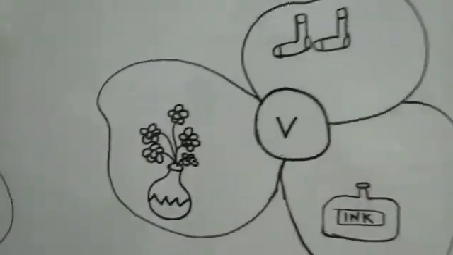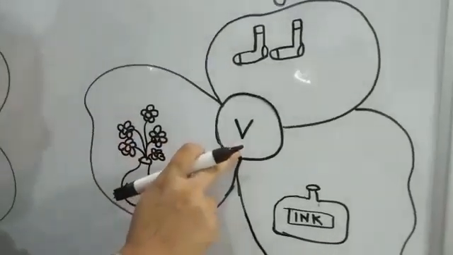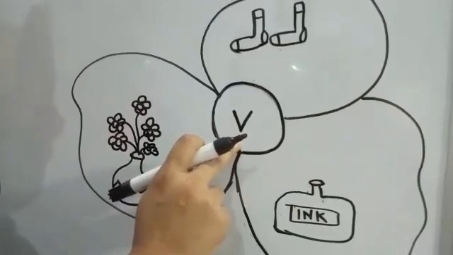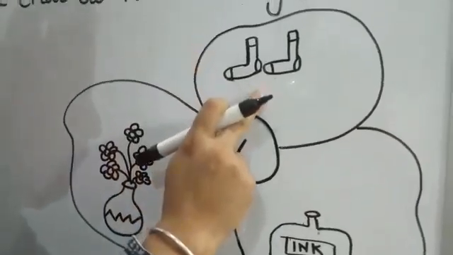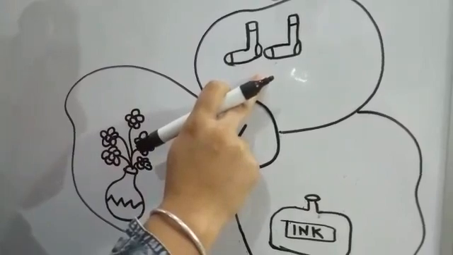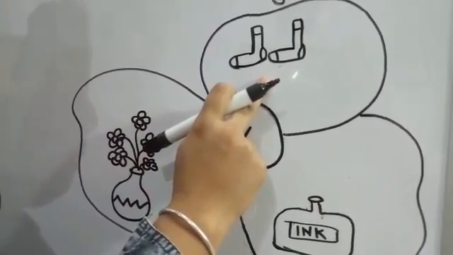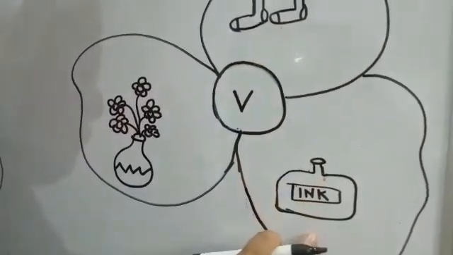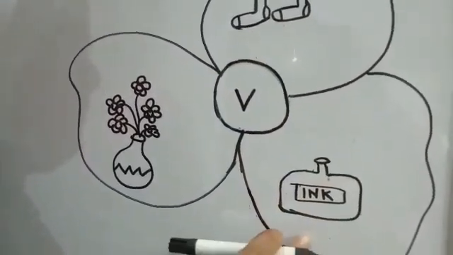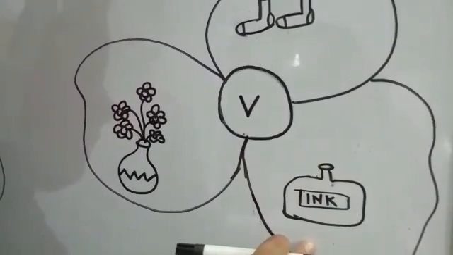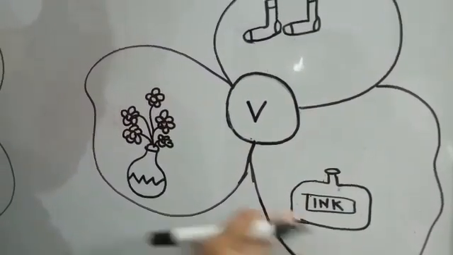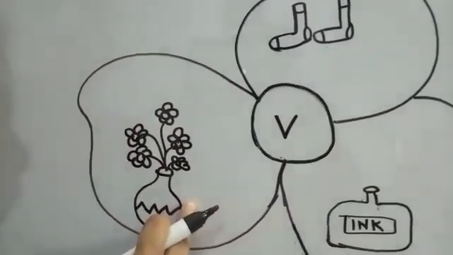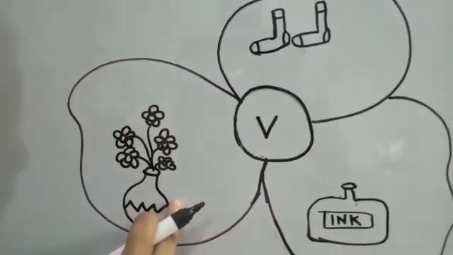Next one is, what is the phonic sound of this? V. Right? Now tell me, what are these? Yes, these are socks. What is the phonic sound of socks? S. What is this? This is ink pot. What is this? Yes, this is a vase. What is the phonic sound of vase?